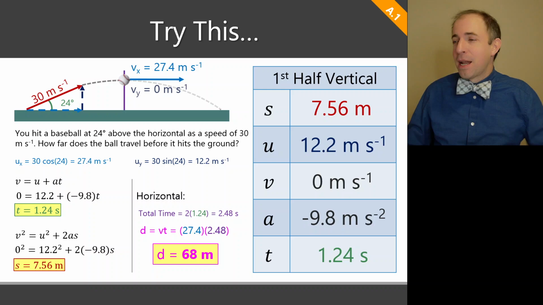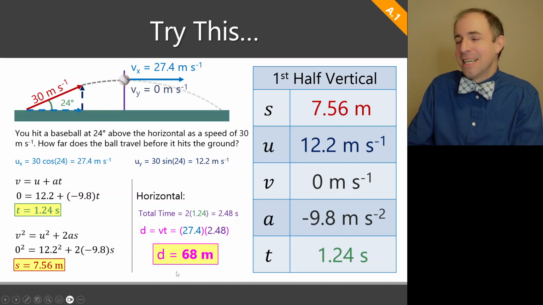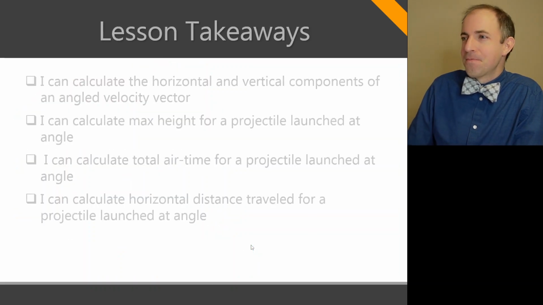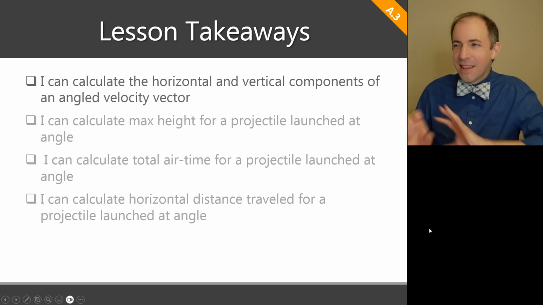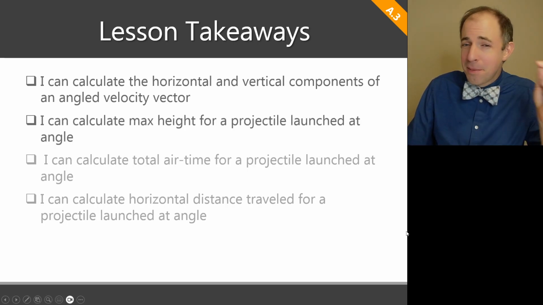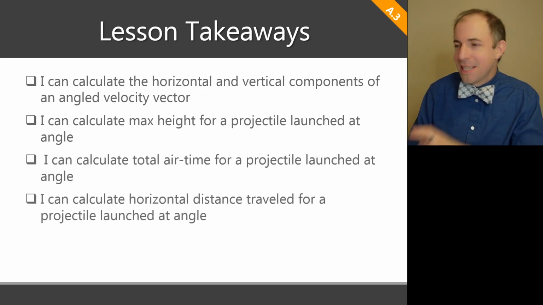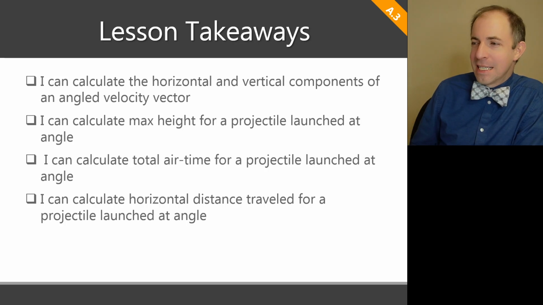Now there's a lot there, but as a reminder, we can use this triangle to figure out our horizontal and vertical components. We can use that vertical initial velocity to figure out how long it's in the air. We can double that and multiply it by the horizontal velocity to figure out how far it goes. All right, with all of this, you should be able to calculate the horizontal and vertical components of the angled velocity. You should also be able to calculate the maximum height and the total air time for a projectile launched at an angle, and then ultimately use all of that to figure out how far it goes for that projectile launched at a certain angle.